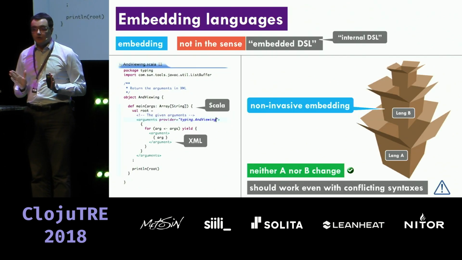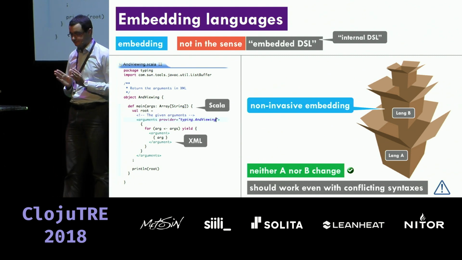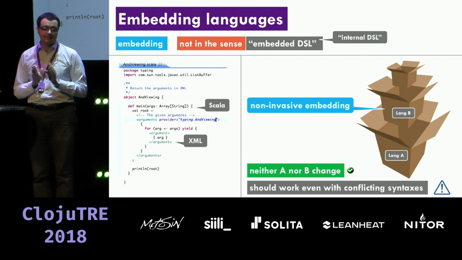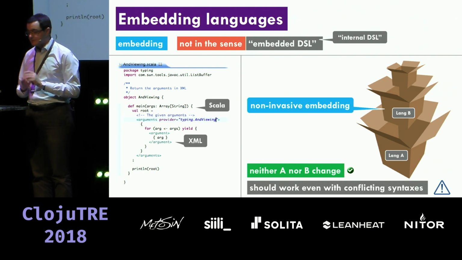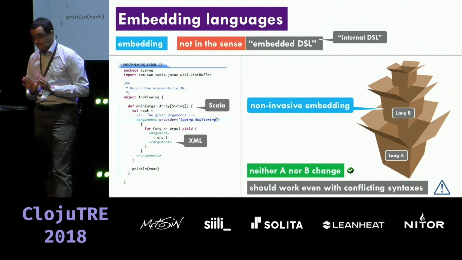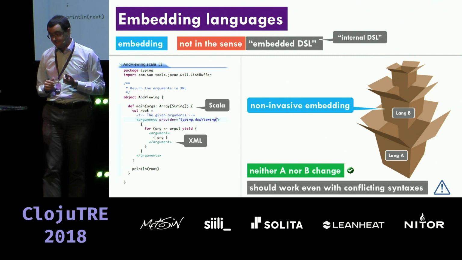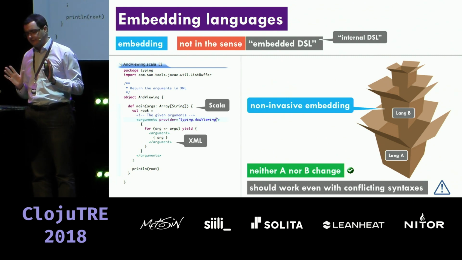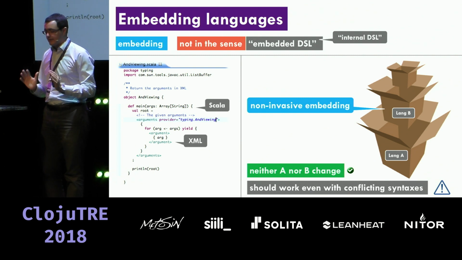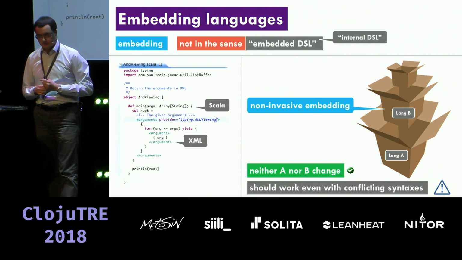And I want to make a point about what embedding exactly means here. Many people refer to internal domain-specific languages as embedded languages. This is not what I'm talking about here. What my point is this. Here we have a Scala code intermixed with XML. This has kind of the right flavor of what I'm talking about, but Scala was built like that since the beginning. XML support is actually a part of Scala language.